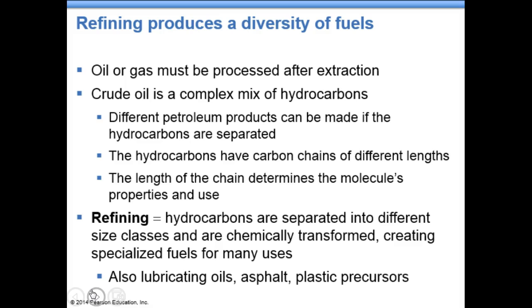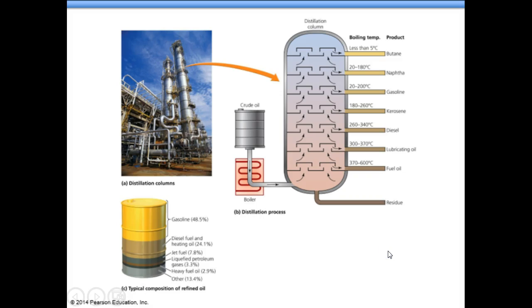That's the process. And this is where hydrocarbon molecules are separated into different size classes and are chemically transformed to create specialized fuels that we use for heating and cooking, we use for transportation, and we use to create lubricating oils, the asphalts on your driveways and your roads, and the precursors of many of the plastics and other petrochemical products. So let's take a look at this process.